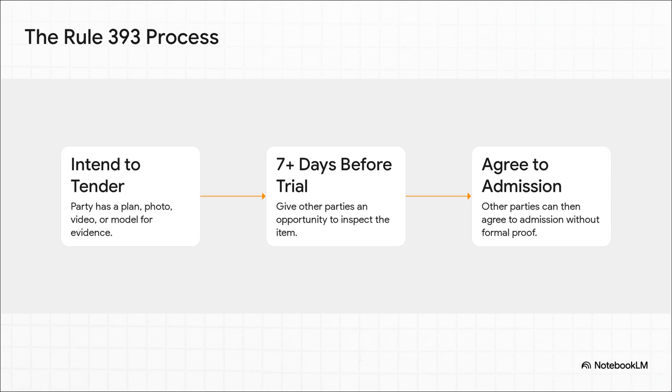If you've got this kind of physical evidence, you must give the other side a chance to look at it at least 7 days before the trial. The whole point is to get everyone to agree to it being admitted ahead of time, so you don't have to waste court time calling the photographer just to prove they took the photo.